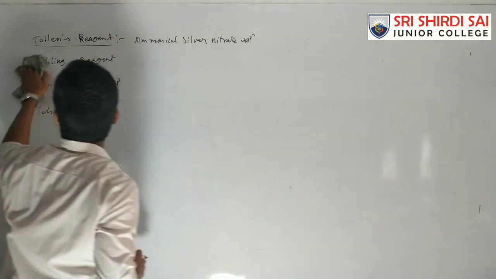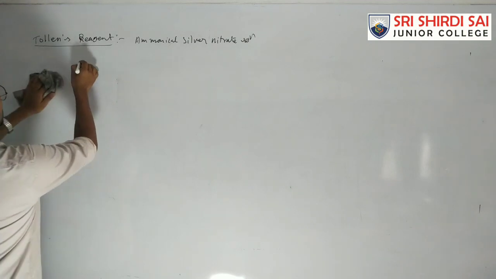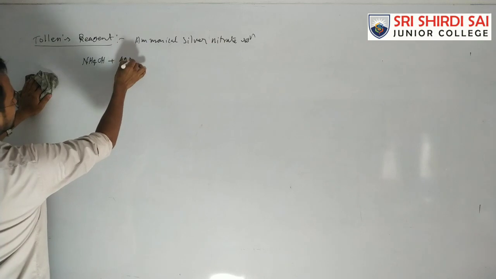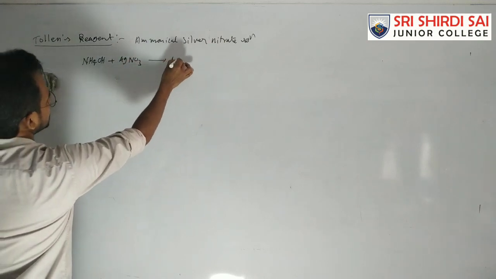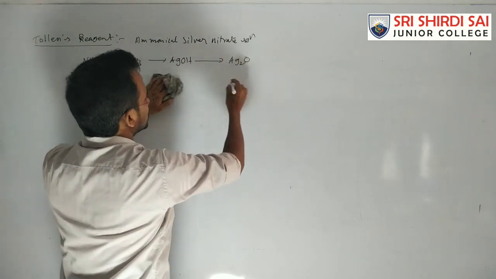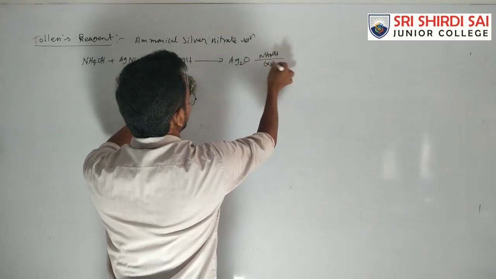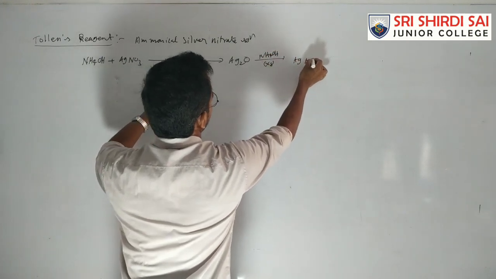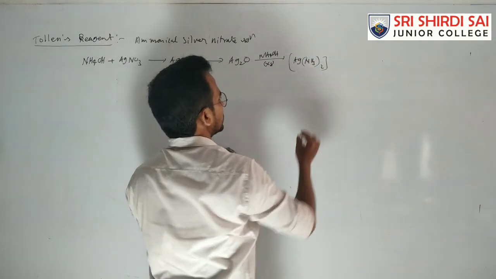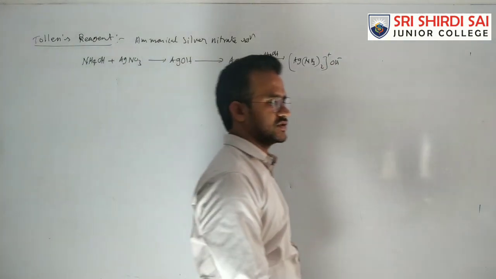So in this case, you can write like this. Ammoniacal silver nitrate solution means NH4OH plus AgNO3 gives AgOH. This AgOH is further converted to Ag2O. With excess ammonium hydroxide, it is converted to [Ag(NH3)2]+ and OH minus. That is the ammoniacal silver nitrate solution.